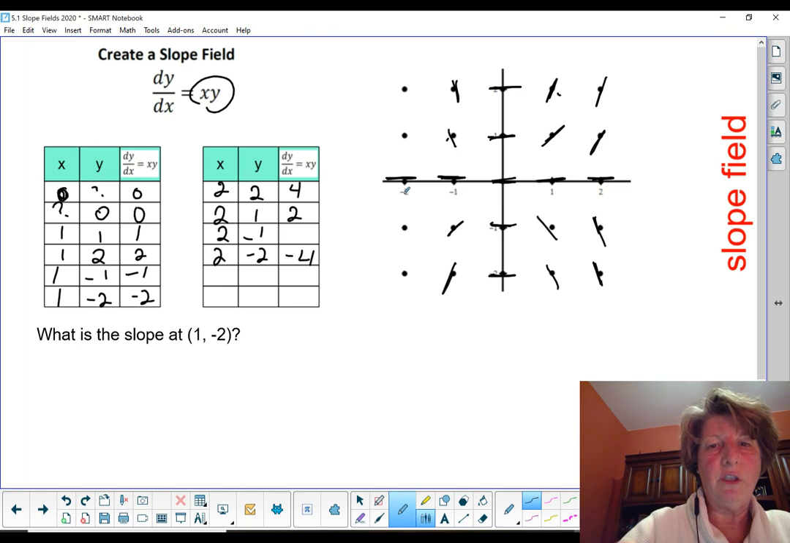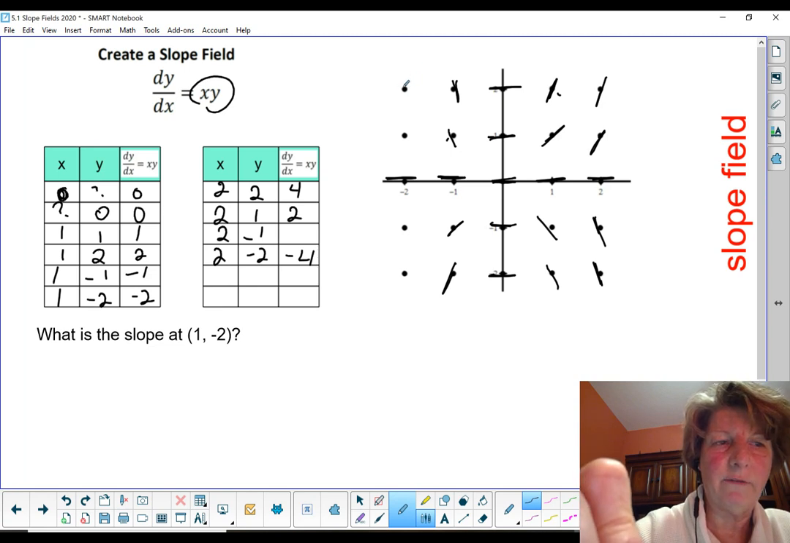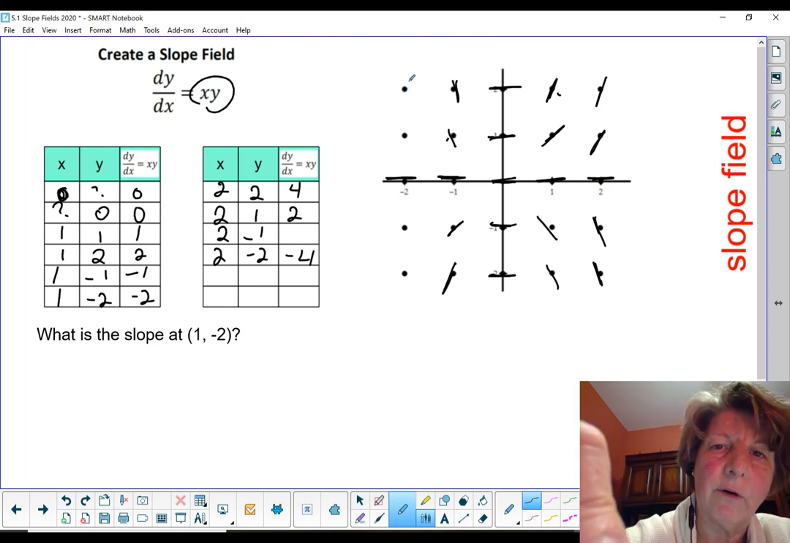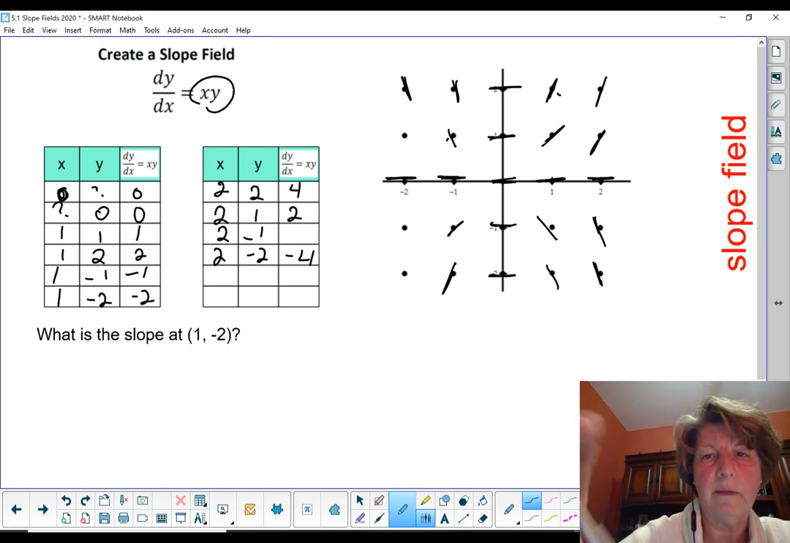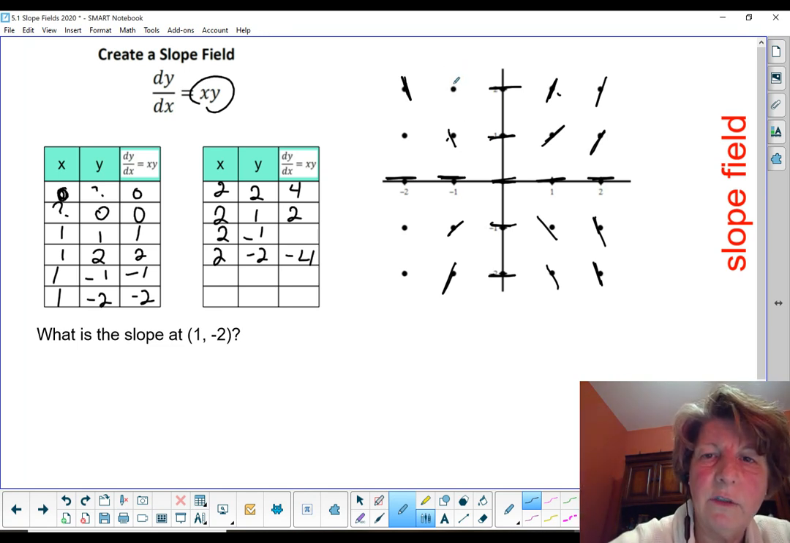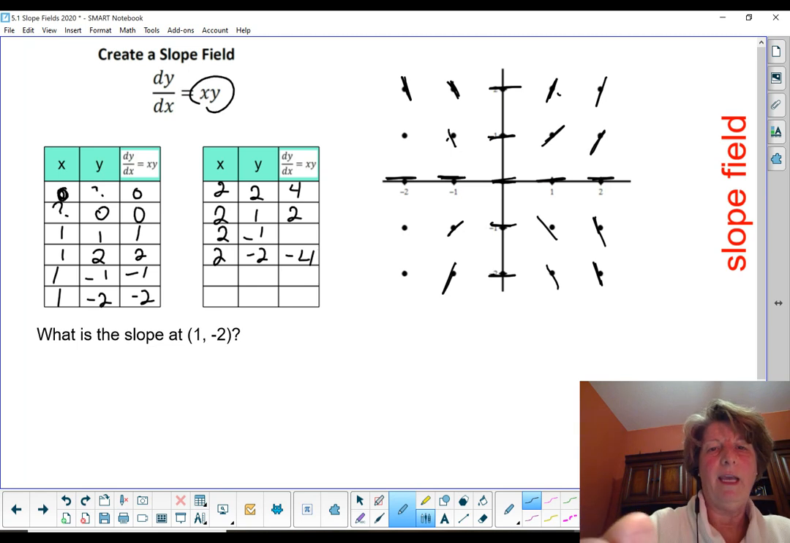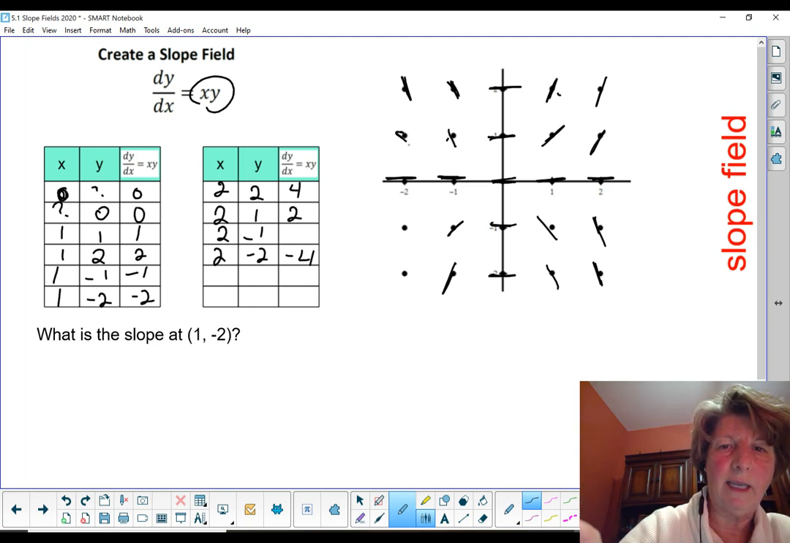Moving to the -2 column for x. -2 times +2 would give me a +4. I'm sorry, -4. So quite steep. This one should have been like a -2 slope, a little bit less steep. And then I've got -2 times a 1 gives me a -2 slope. A -2 times a -1 gives me a +2 slope. And a -2 times -2 gives me +4 slope.